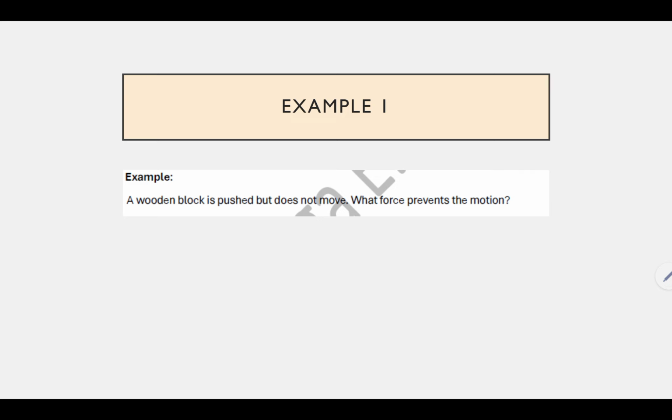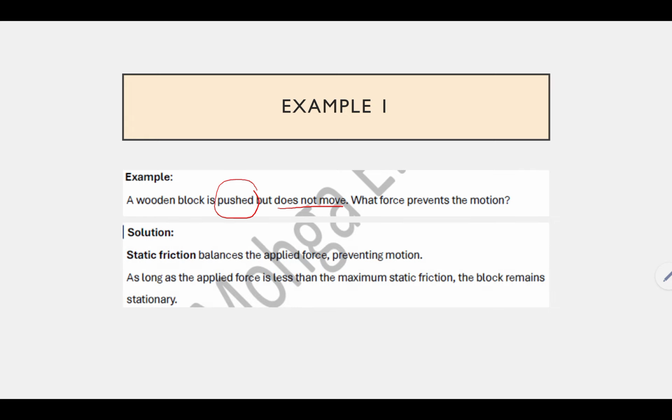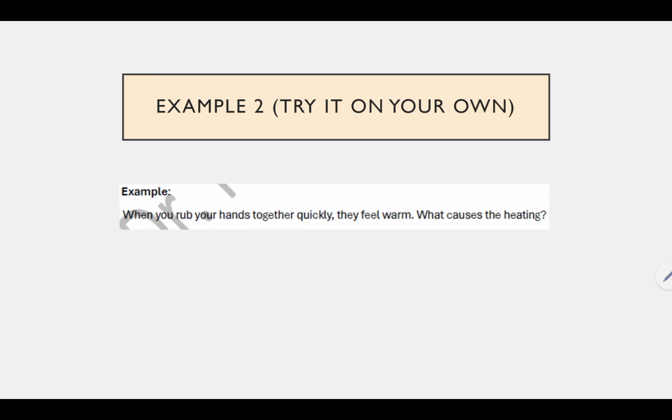A wooden block is pushed but does not move. This is very important. I did apply force, but it did not move. What force prevents the motion from the forces that we just talked about? Static friction. As long as the applied force is less than the maximum static friction, the block will not move. It will remain stationary.